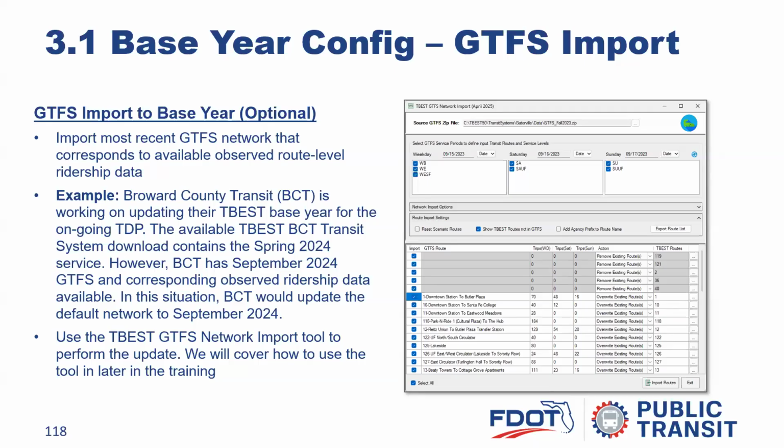You may have to go back a little bit in time to get a GTFS where you have observed ridership in full to input into the validation. So the example here is Broward County Transit, or BCT, where they're working on their T-BEST base year for the ongoing TDP. The available BCT transit system download contains the spring 2024 service. However, BCT has September 2024 GTFS, and the corresponding observed ridership data is available. So in this situation, BCT would update the default network to September 2024.